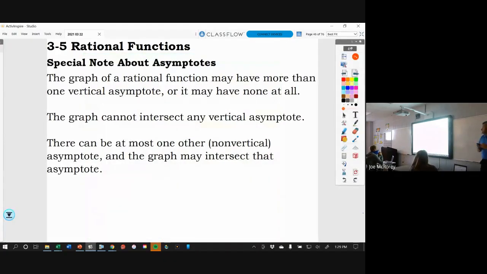Here's a special note about asymptotes. There can be more than one vertical asymptote. That's okay. Or it might not have any. That's okay. If there is a vertical asymptote, a graph will never touch a vertical asymptote. There can be, at most, 1 horizontal or oblique asymptote. Just 1. It is possible for a graph to actually touch a slant or horizontal asymptote. And we'll see an example of that in a little bit.